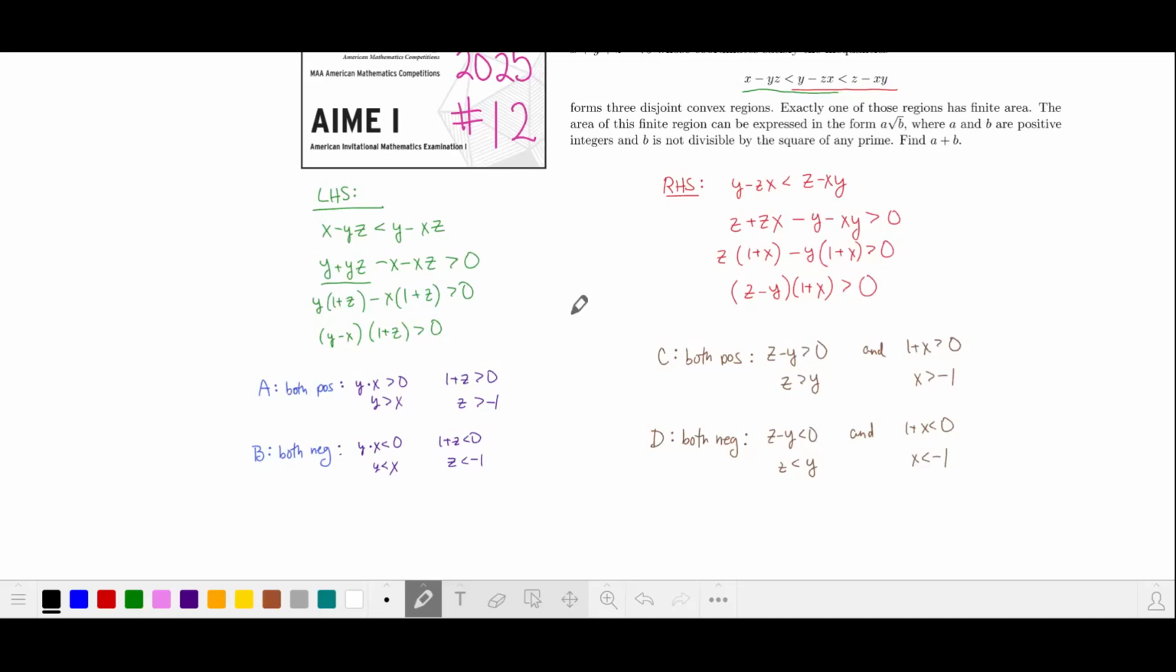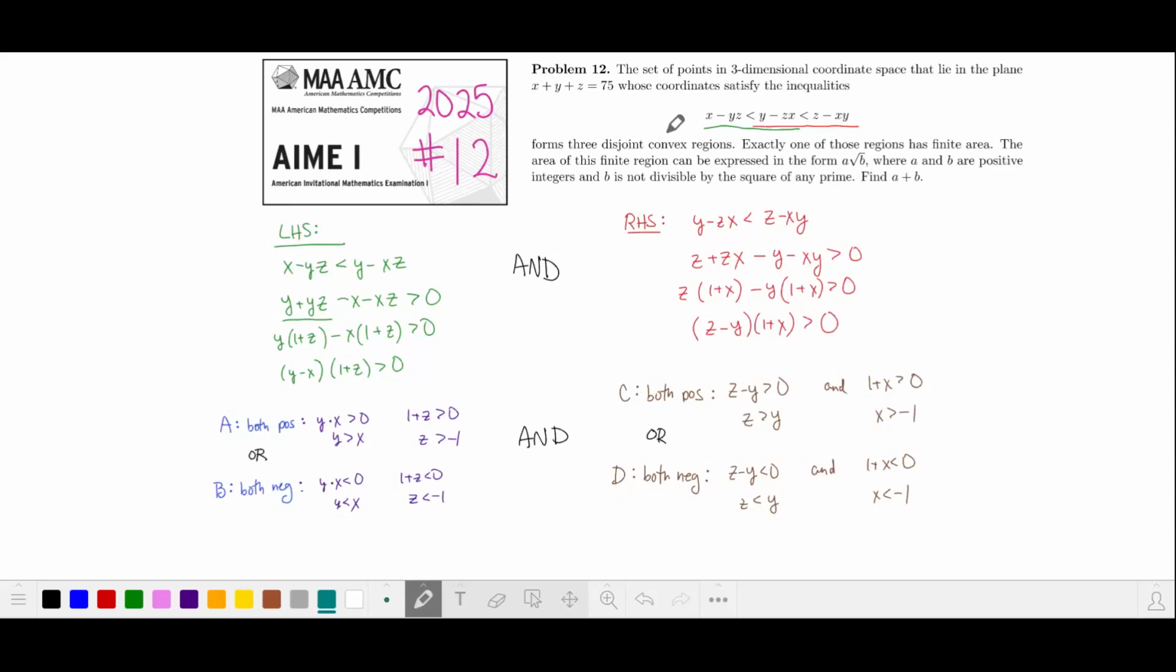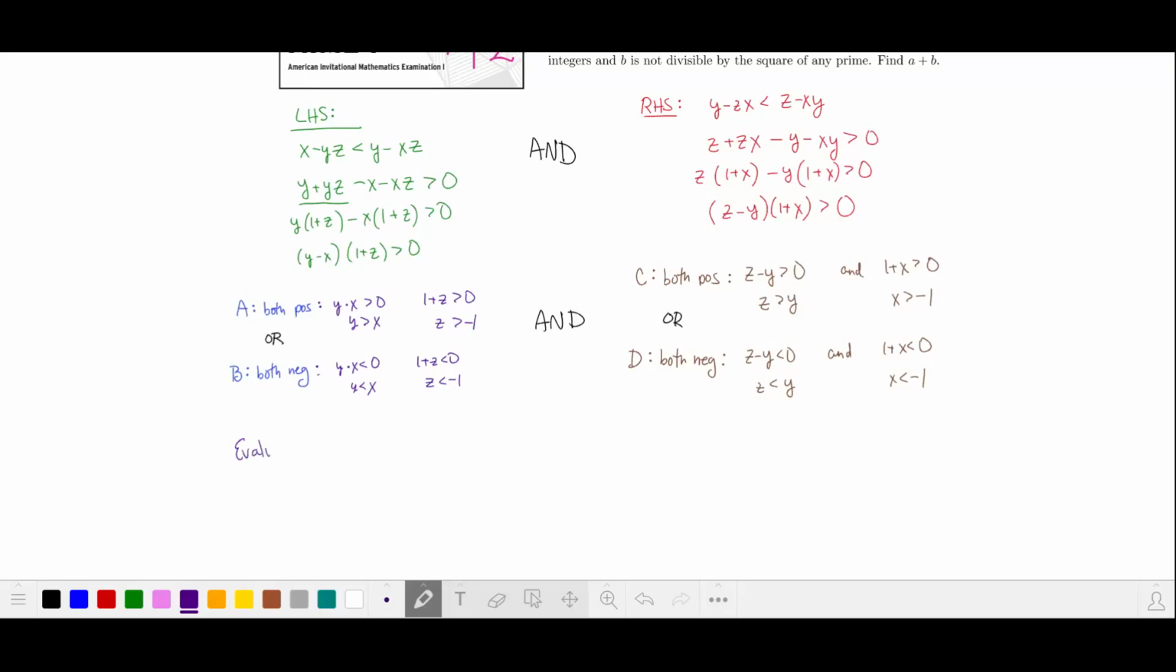So the left-hand side must be true, and the right-hand side. And again, if this is positive, either A is true or B is true, and for this inequality, either C is true or D is true. These different options probably correspond to these disjoint convex regions, so we'll evaluate every combination, for example, A and C, or A and D, or B and C, or B and D, and hopefully one will have finite area.